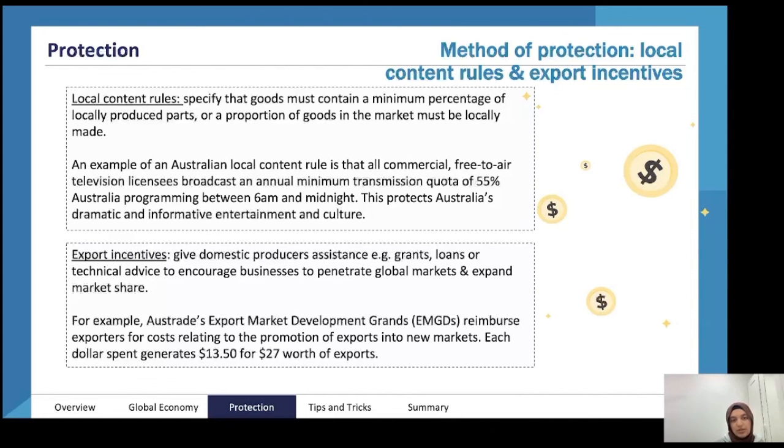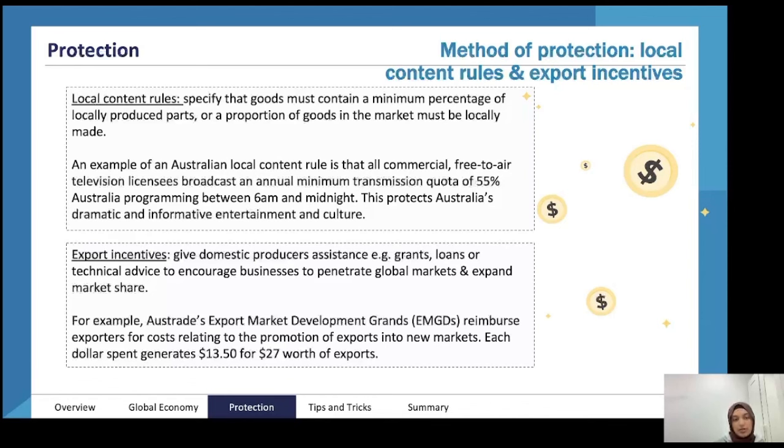All right, so that's again local content rules, a minimum percentage of locally produced parts or a proportion of goods in the market that must be locally made to help support those domestic businesses. Then we have export incentives. These look at giving domestic producers assistance, whether that be via a grant or a loan or advice, to encourage businesses to penetrate global markets and expand their market share.